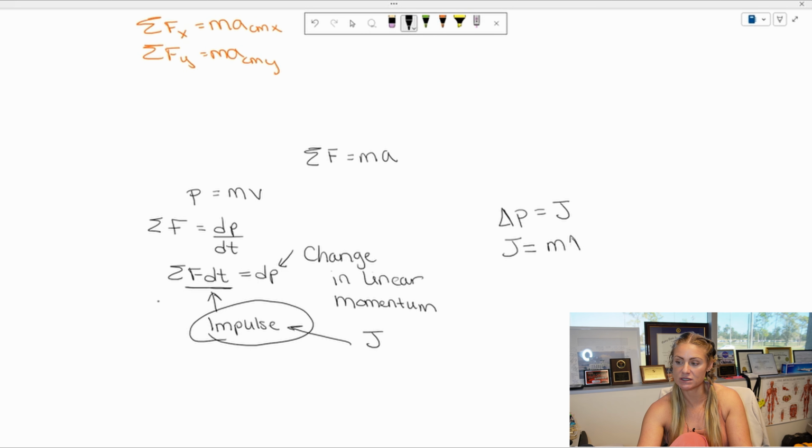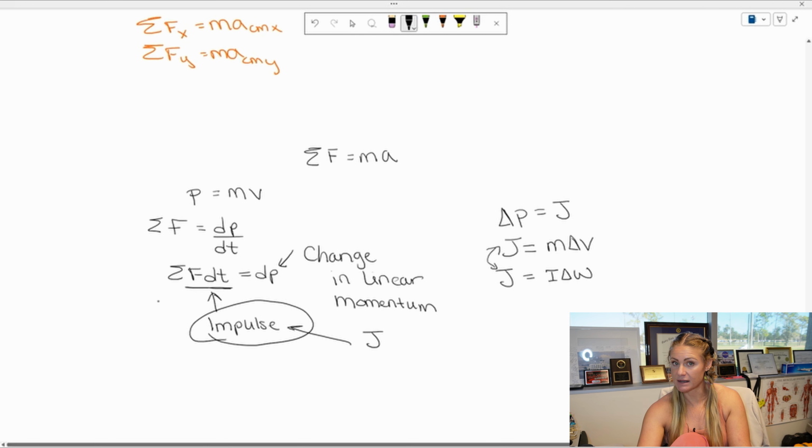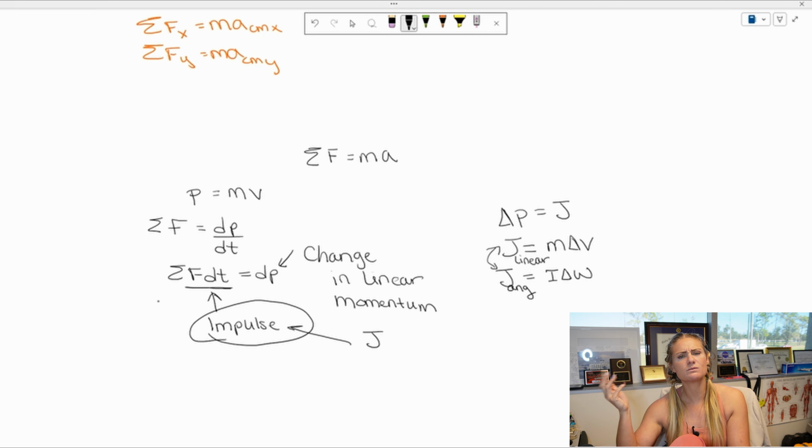You can have a change in velocity, but you also have an angular impulse, which would be I change in omega. Careful here, you cannot add these together. They are separate, so you might want to put a subscript that says that's linear and that's angular. So if a problem asks, what is the impulse of this system, you would have to answer that the system has a linear impulse of some value and an angular impulse of some value, okay?